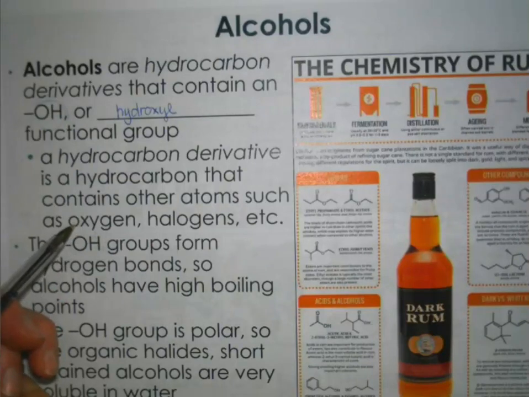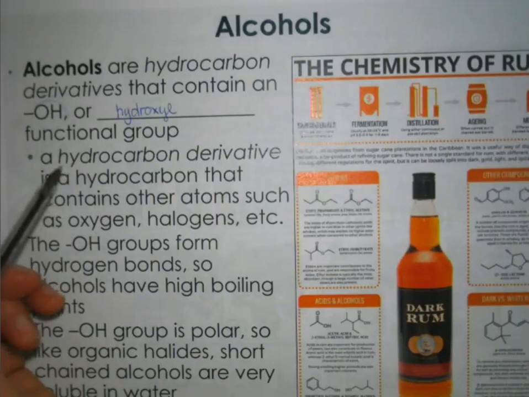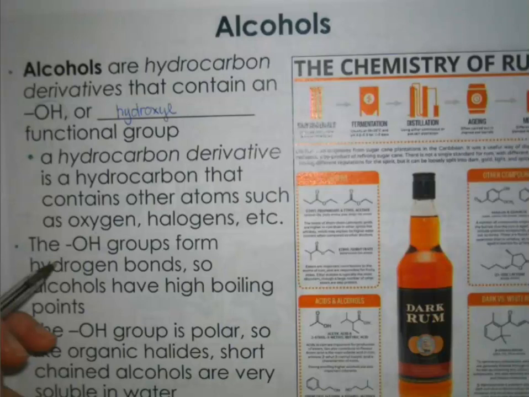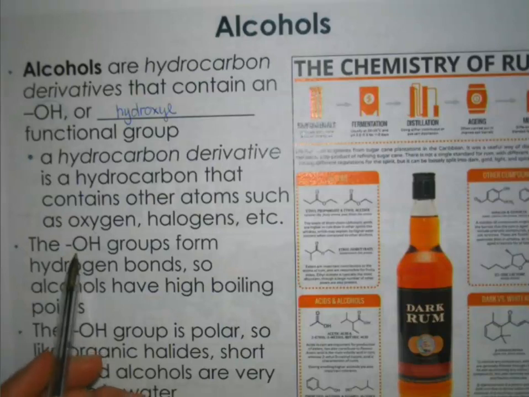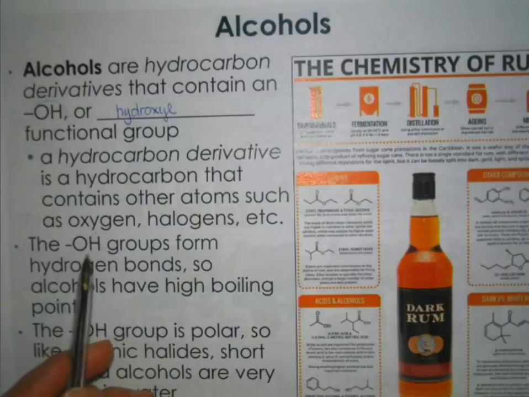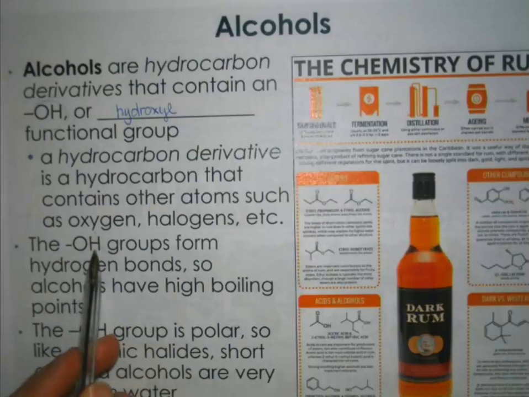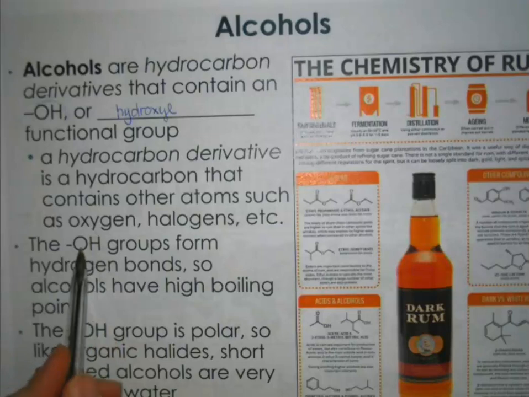All of those so far that we've looked at have only contained carbon and hydrogen. So all of the ones that we'll look at moving forward have different types of atoms in them, and so they're called hydrocarbon derivatives. The hydroxyl group forms hydrogen bonds. Remember we talked about that in our organic halides, the different types of intermolecular forces. Remember, if you have hydrogen directly bonded to fluorine, oxygen, or nitrogen, you have hydrogen bonding. So with a hydroxyl group, we have hydrogen directly bonded to oxygen.